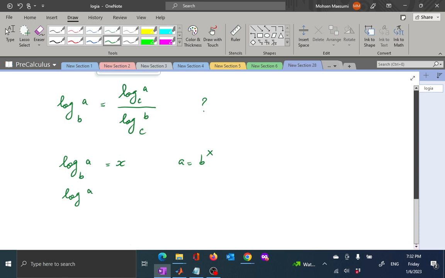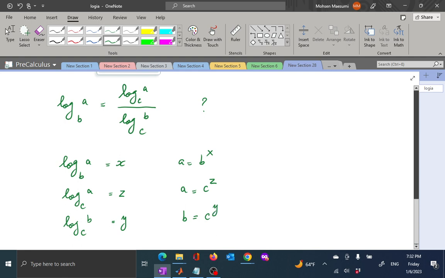So logarithm of a in base c, suppose we say that is some number z. What does that mean? It means a is c to the power of z. When we say logarithm of b in base c, let's call this one y. Well, what does that mean? It means b is equal to c to the power of y.